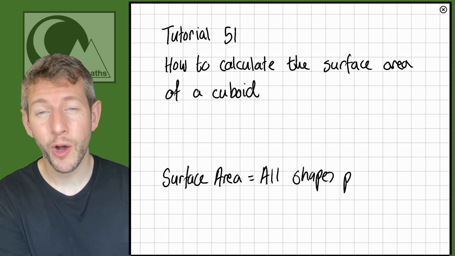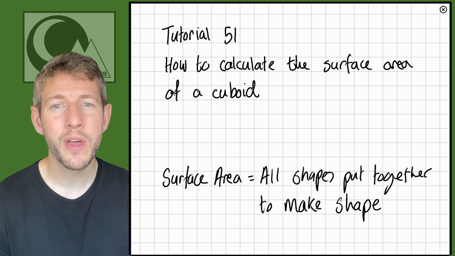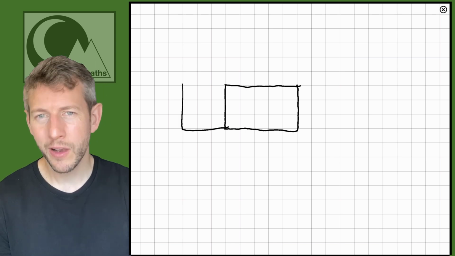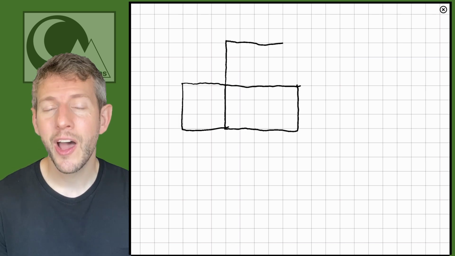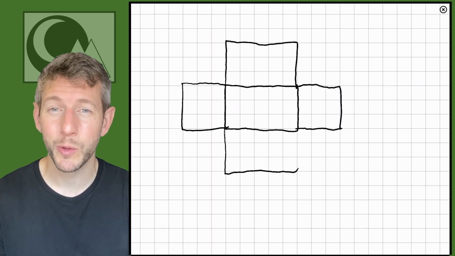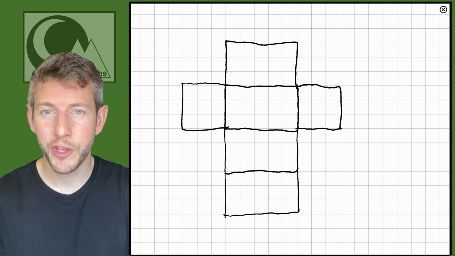The surface area of a cuboid refers to the area of all the shapes that we put together to make the cuboid. So if you were making it out of paper and folding it up, like if you're making a cardboard box, say, the surface area is going to be the area of each one of the rectangles that has been placed together to make the cuboid.